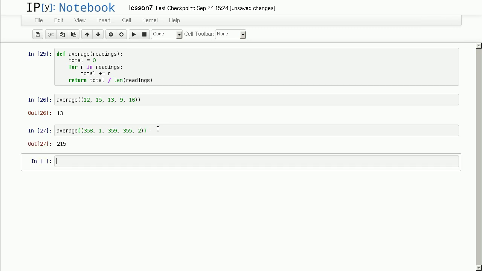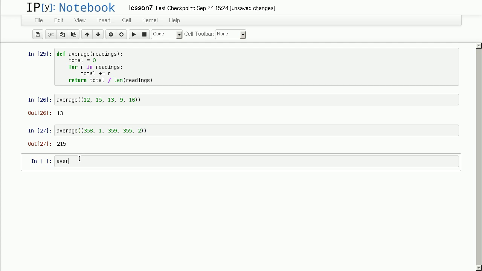215. That's interesting. And I would say that's completely wrong, because if you look at these numbers, they're all very close to 0, or very close to 360 degrees, which is the same as 0. And then we take the average and we get this number, 215. Well, 215 degrees is nowhere near 0 degrees. It points almost in the opposite direction.